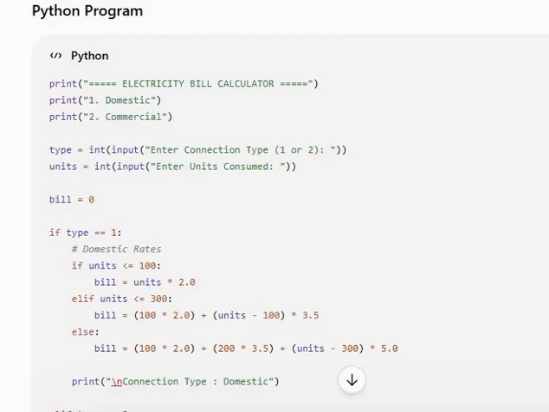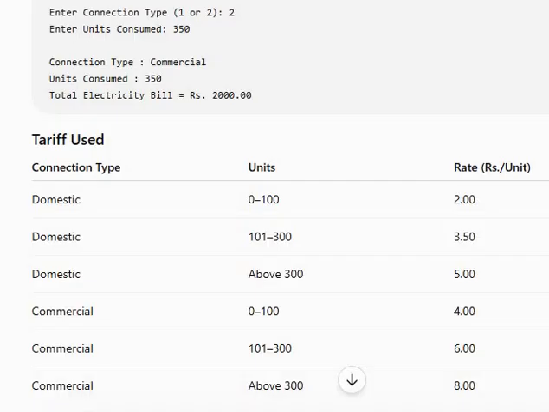If the type is 1, we need to follow the tariffs imposed on domestic rates. I'll just show the rates. Domestic: units 0 to 100 is 2 rupees per unit, 101 to 300 is 3.50, above 300 is 5. Commercial: 0 to 100 is 4 per unit, 101 to 300 is 6 per unit, and above 300 is 8 per unit.